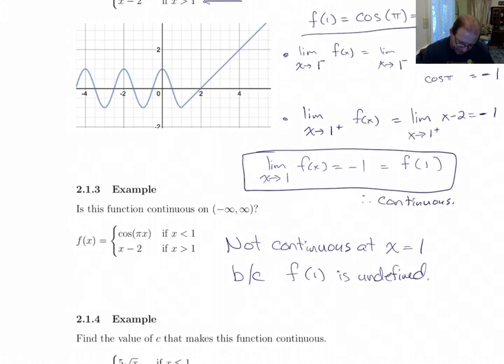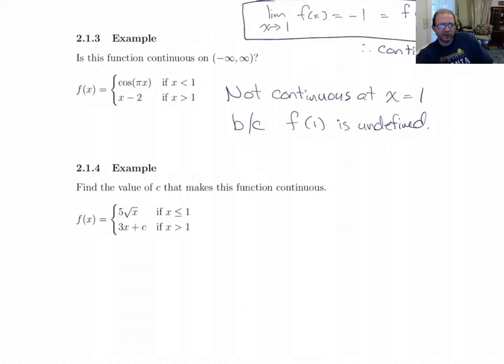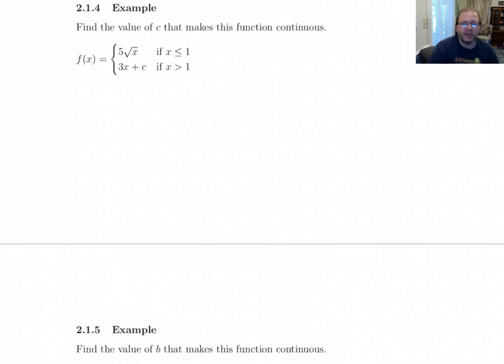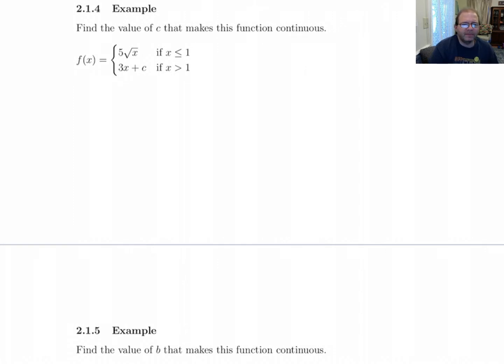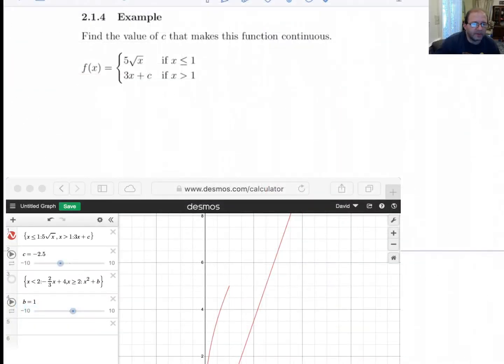All right, let's look at this next thing. Find the value of c that makes this function continuous. Okay, really all we need to do is make sure that these two parts of the function, the square root bit and then the line, are equal when x is 1. So I'm going to do this one with Desmos to begin with, but we'll do it by hand as well. So let's see. iPad Desmos, here we go.